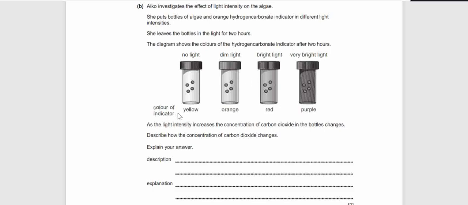So the color of the indicator is yellow when there's no light. Dim light remains orange. Bright light is red. And then very bright light is purple. As light intensity increases, the concentration of carbon dioxide in the bottle changes. Describe how the concentration of carbon dioxide changes. Explain your answer: description and explanation. 10 seconds.